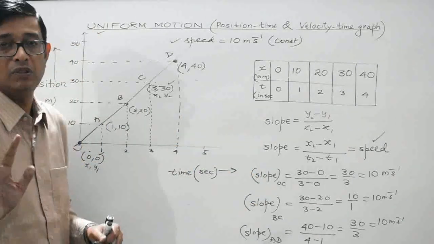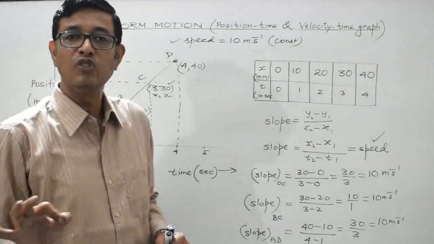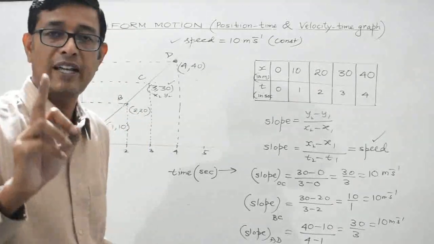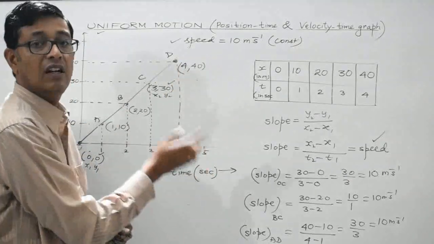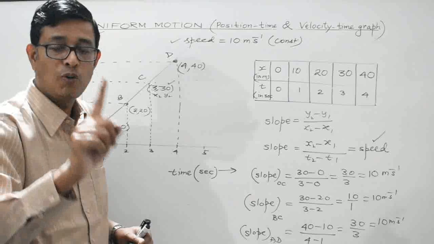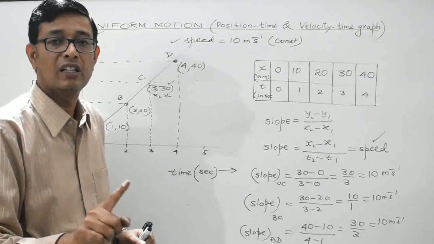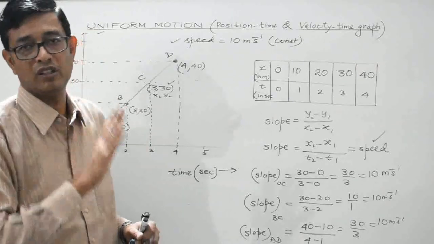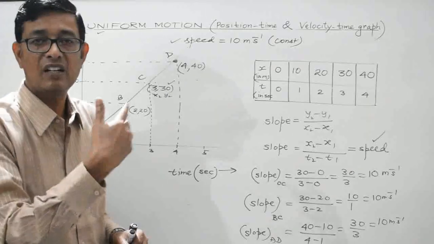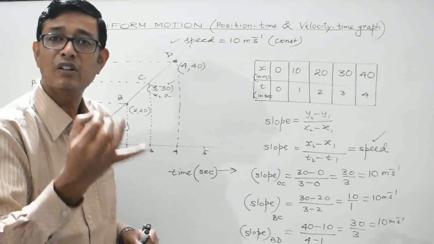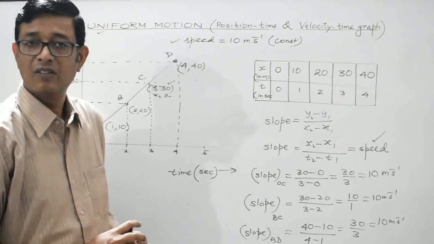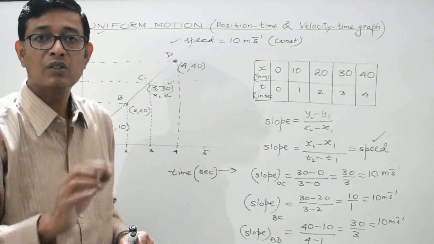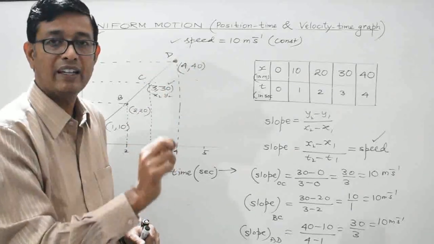So student, always remember, in case a body is in uniform motion, its position time graph would be a straight line inclined towards the time axis, and the slope of position time graph will give us the speed of the body. If it's a straight line, then the speed of the body must be constant, which is what we proved over here time and again. Clear? And slope is y2 minus y1 divided by x2 minus x1.